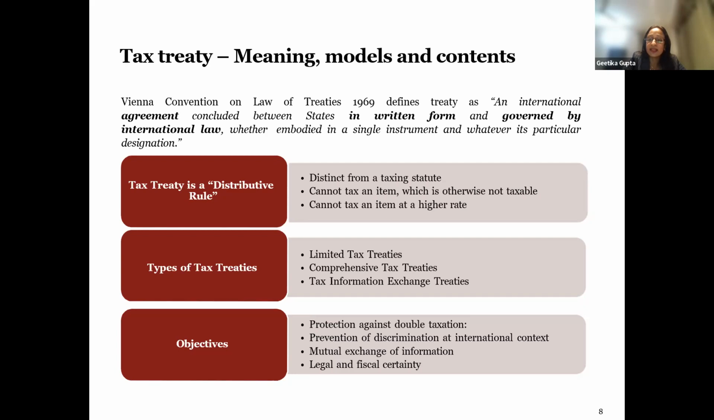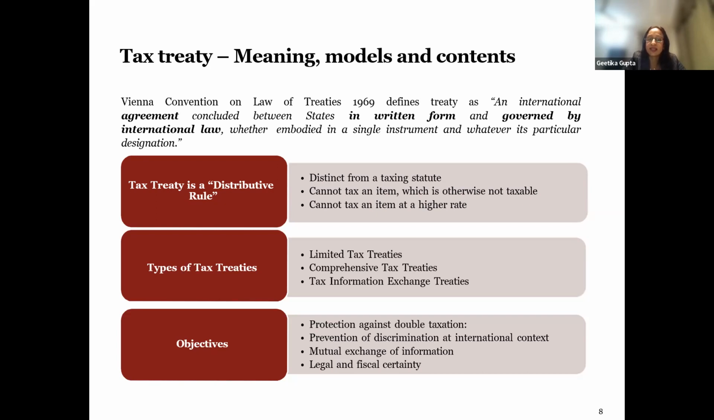The limited DTAs are those in which certain limited specified types of incomes are dealt with. Let's say only income from international air transport in one of the treaties. Whereas comprehensive DTAs are those which cover almost all types of incomes covered by the model convention, be it PE, dividends, interest, royalty, FTS. It will talk about all natures of incomes and how the same needs to be taxed.